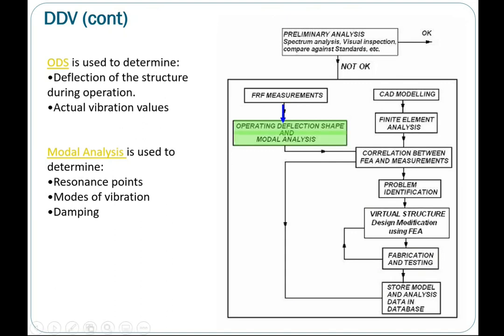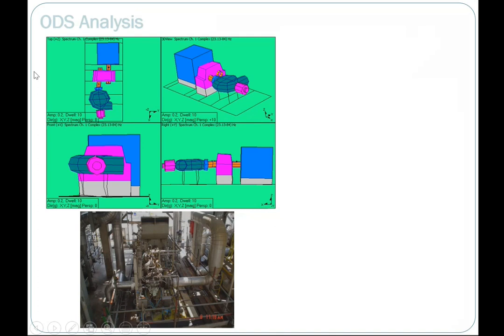So if we look into the individual techniques, first, ODS is to determine deflections of the structures during operations. It gives us the actual vibration values. We measure using sensors, and we get the actual vibration values as well as the shapes, okay? The deflection shapes, how it moves. Right, let me show you.